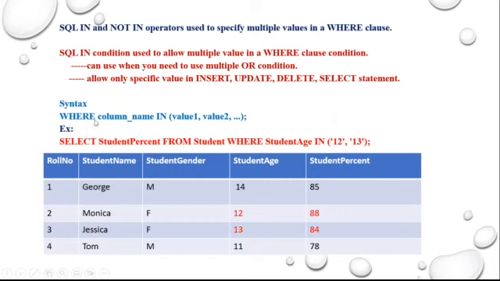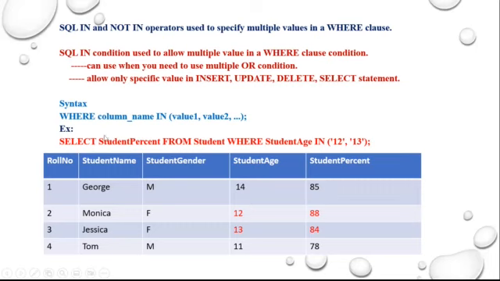And the syntax is like this: WHERE column name IN (value1, value2). Let's see the example. Let's assume that you have a table with information like roll number, student name, student gender, student age, and student percent. Like this, we have George, student gender male, student age 14, and percentage 85. Similarly, Monica, Jessica, Tom, and so on.